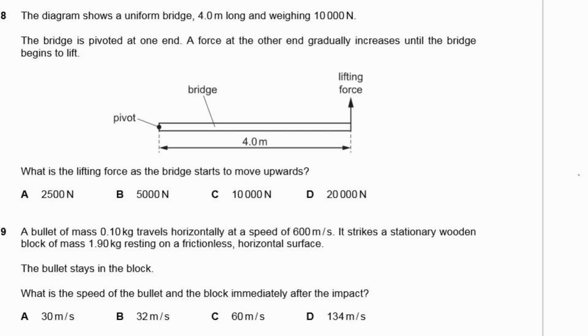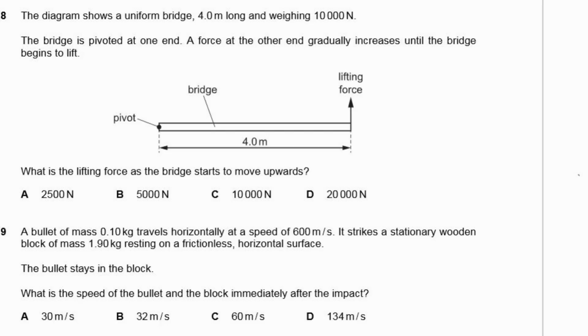Part 8. The diagram shows a uniform bridge 4 meters long and weighing 10,000 newtons. The bridge is pivoted at one end. A force at the other end gradually increases until the bridge begins to lift. What is the lifting force as the bridge starts to move upwards?